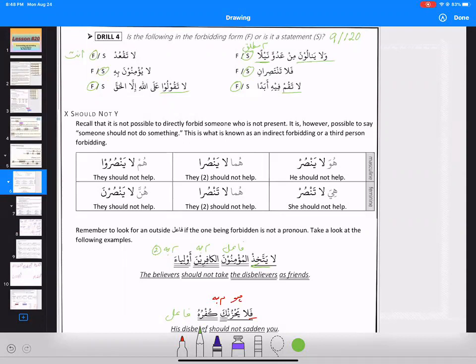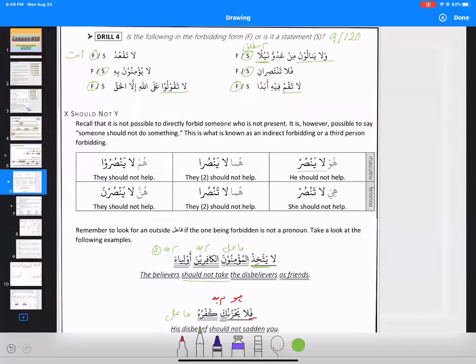Whenever we were doing the second person, we were saying don't, right? But over here we are doing indirect command forbidding. So you're going to see in the translation "should not." Okay, so the believer should not take the disbeliever as friend. So this is basically easy.